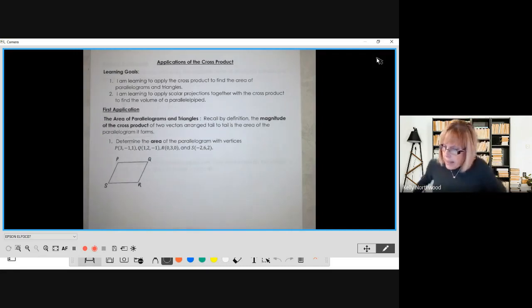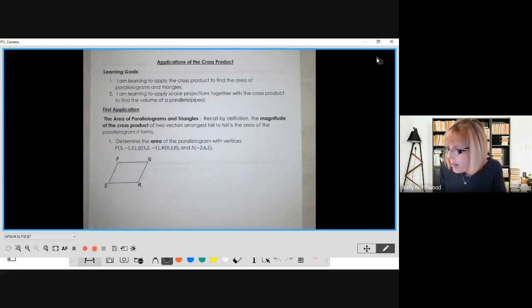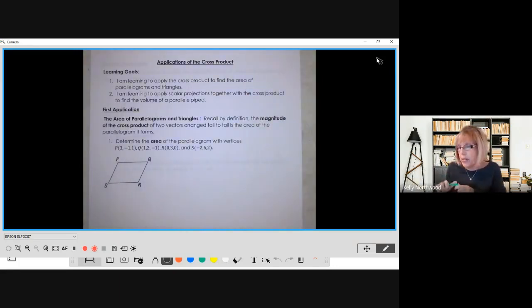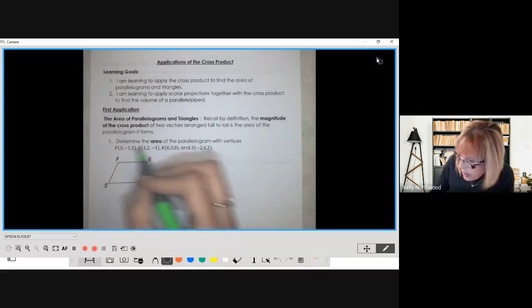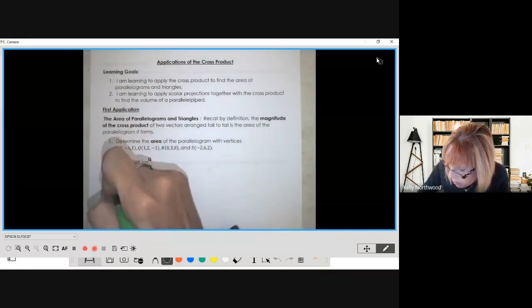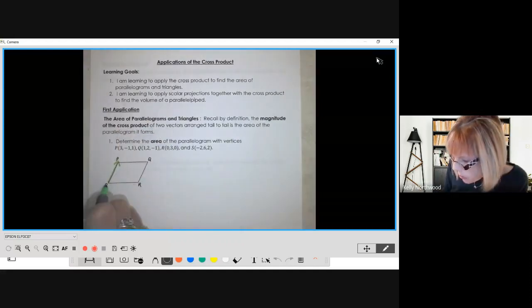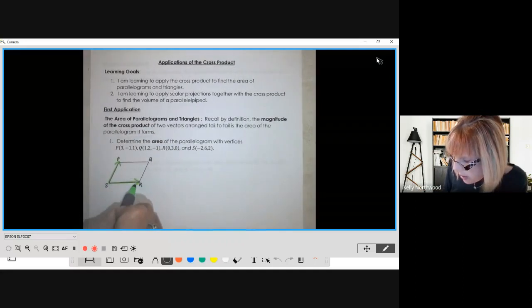All right, so our first application is the area of parallelograms and triangles. So yesterday when we learned about the cross product, we learned that the definition of the magnitude of the cross product of two vectors arranged tail to tail is the area of the parallelogram it forms, which is pretty handy when you're trying to find the area of a parallelogram. So if we want the area of this parallelogram here, we just need the magnitude of the cross product of two of the vectors we can form that are tail to tail.